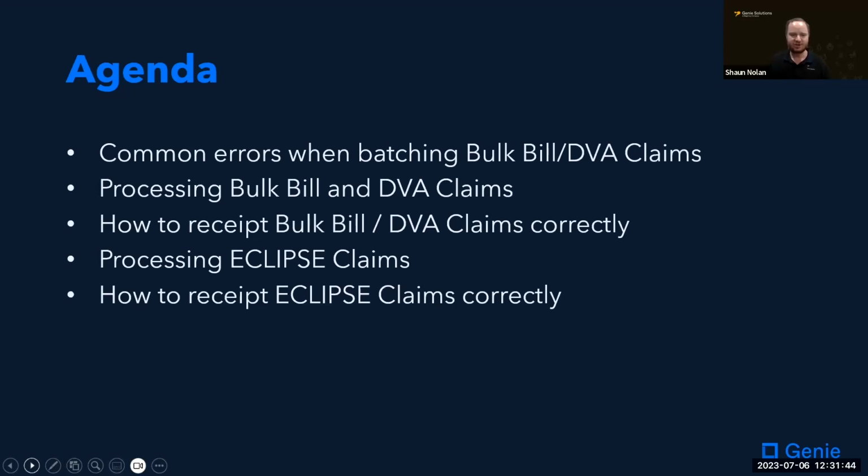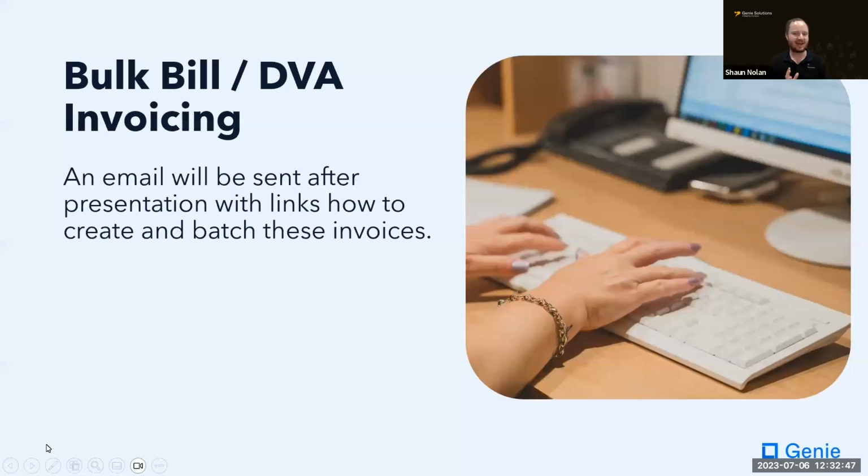The aim is that once you have an understanding of how these processes work, it should significantly reduce problems and reduce the number of times you may need to contact our support team. Just before we start handling bulk bill, DVA, and ECLIPSE claims, it is important to ensure that the invoices have been sent off and batched correctly. We will be emailing links to our knowledge base with how to create these invoices. This is because for us to maximize the value of today's presentation, we wanted to focus on the handling of the claims.